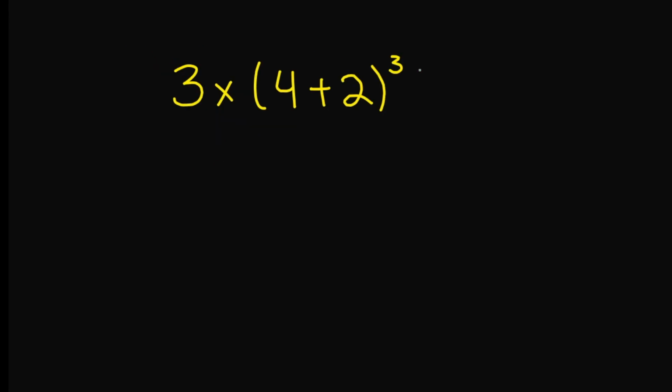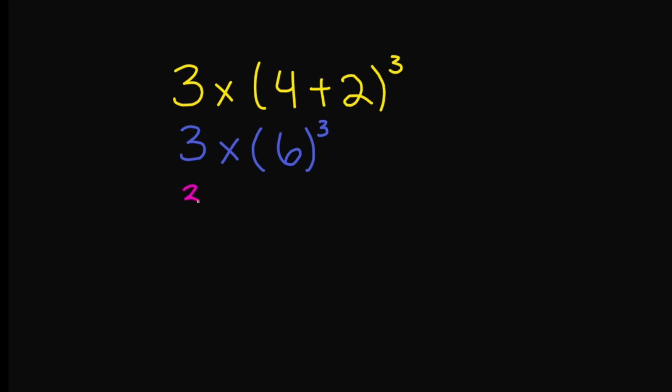Let's look at this example here. So we have 3 times 4 plus 2 inside parentheses raised to the third power. So first thing we're going to do, we are going to solve inside the parentheses first. So that's going to be 3 times 4 plus 2 is 6, and that's going to be 6 cubed. Now we're going to solve our exponents.